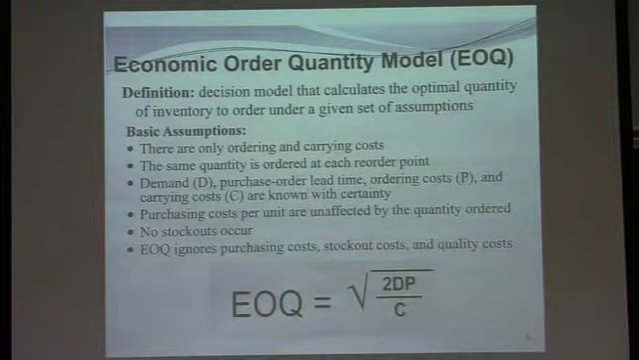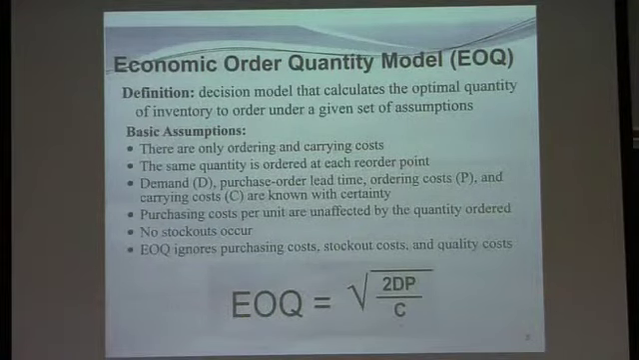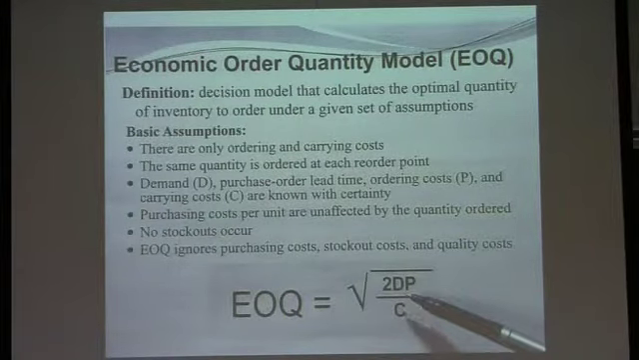So demand is a very important estimate management needs to make. Purchase cost per unit is unaffected by the quantity ordered. In other words, we probably would have a supplier contract where we buy a set number of units from them to get the best price, so oftentimes there's a purchase agreement governed by this assumption. No stock out occurs, and of course the EOQ ignores quality costs. So it's really a simplified version of those 5 different categories of cost. And here's the formula: EOQ is the square root of 2 times the demand times the ordering cost divided by the carrying cost. So let's take a look at this question.